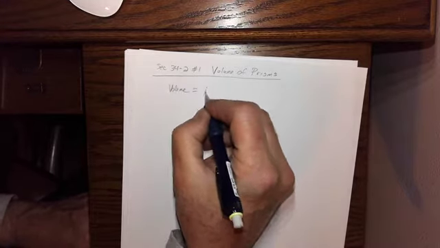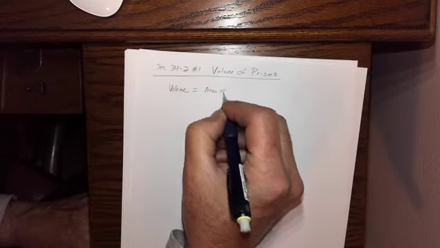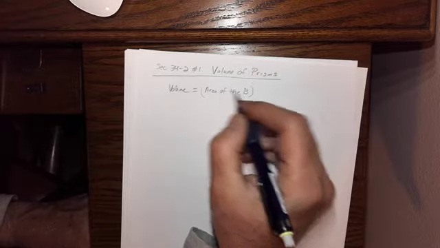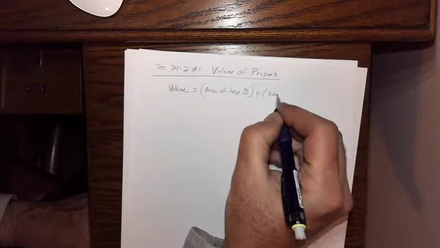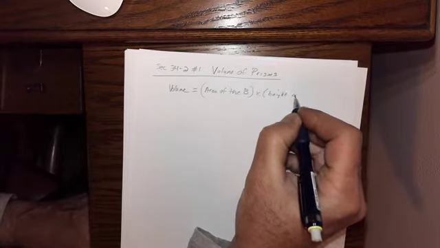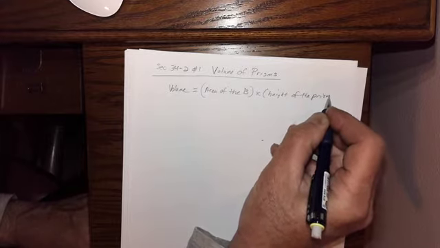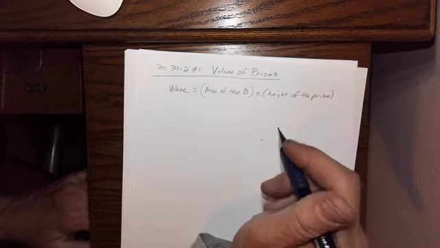Okay, for all of them, the formula for finding the volume is pretty straightforward. The volume is just the area of the base times the height of the prism, which is the distance between the two bases.